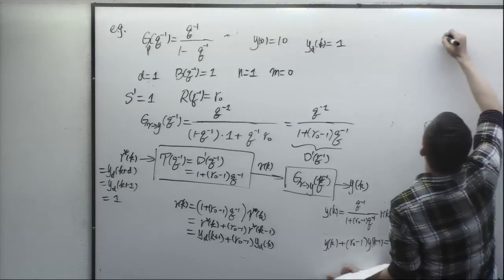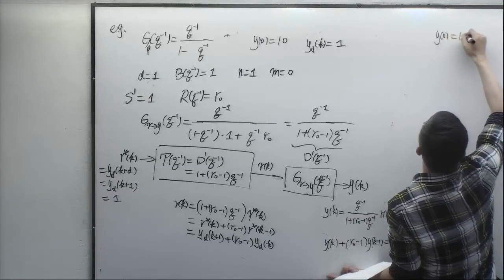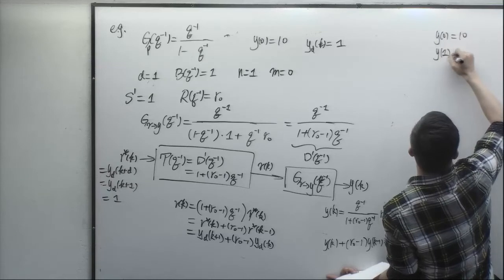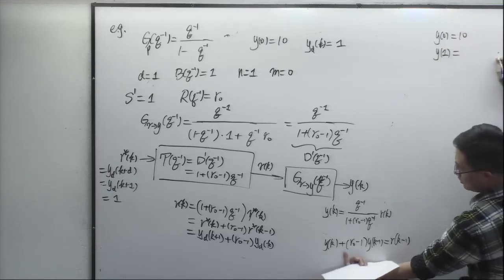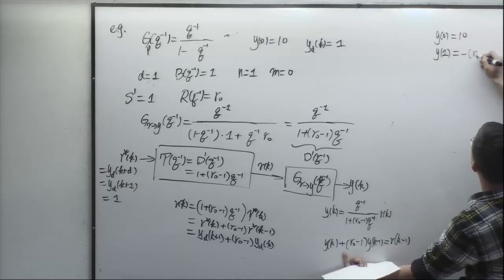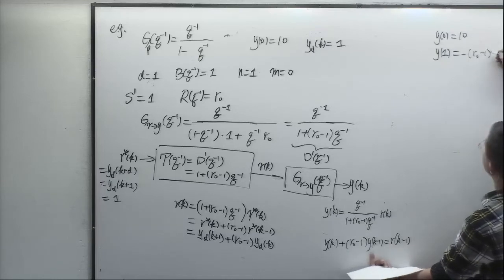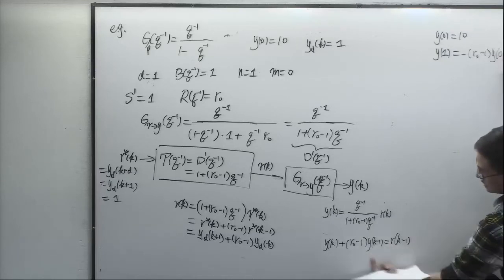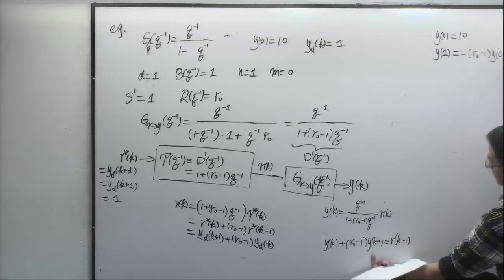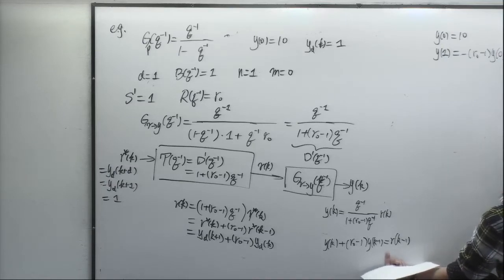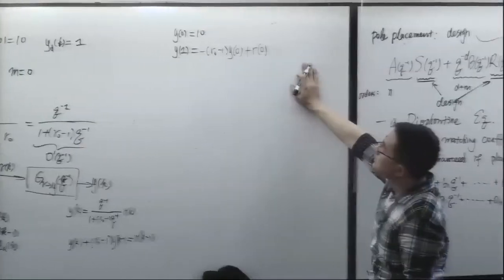So let's see. Y0 is 10, it starts with 10. And Y1 is equal to negative R0 minus 1 Y0 from this side plus R0. Right?